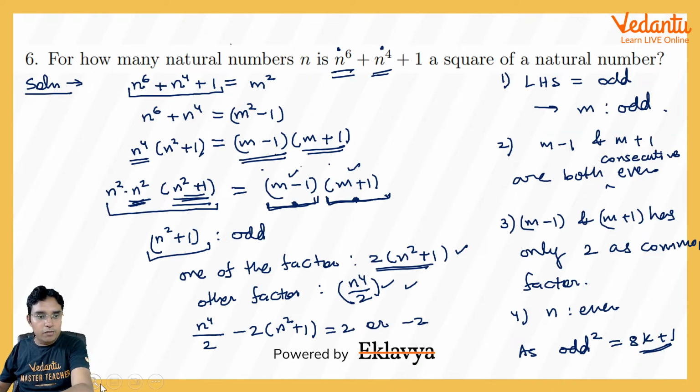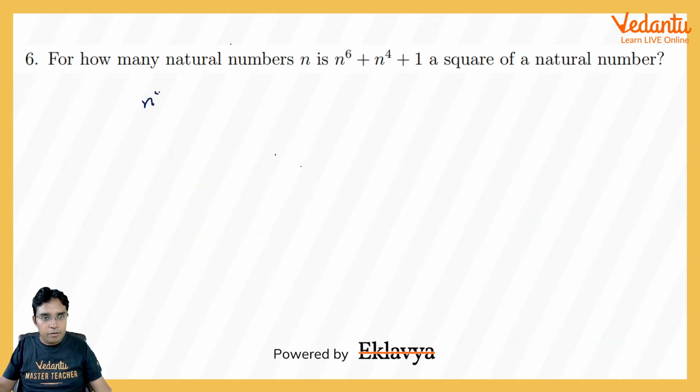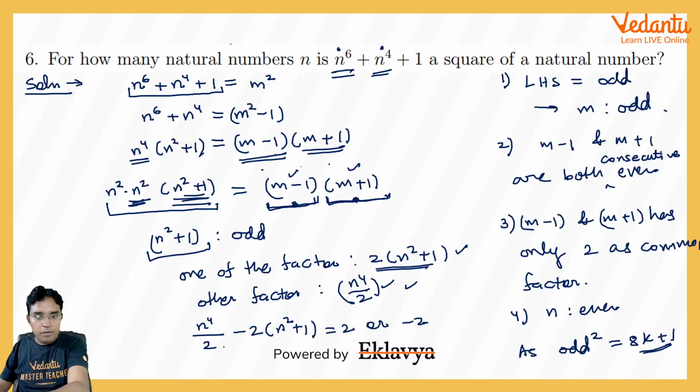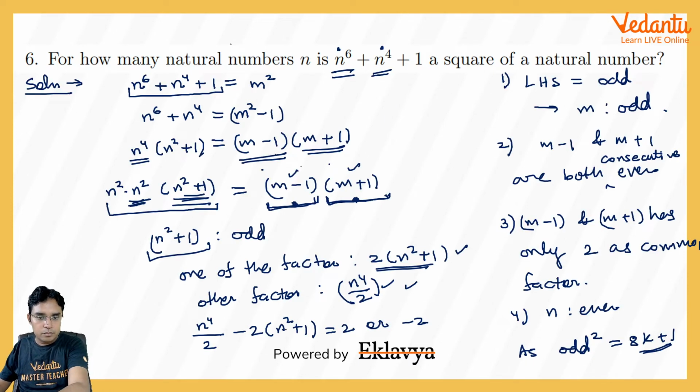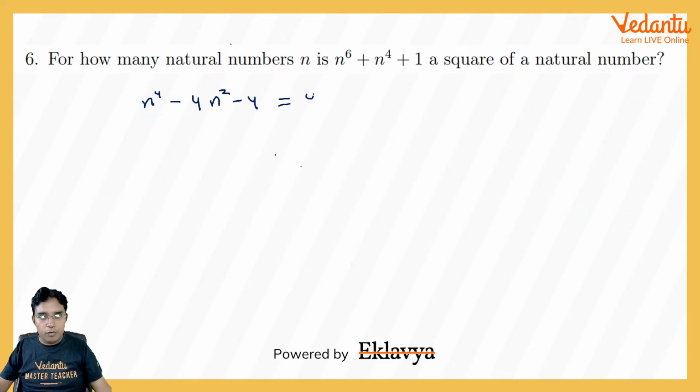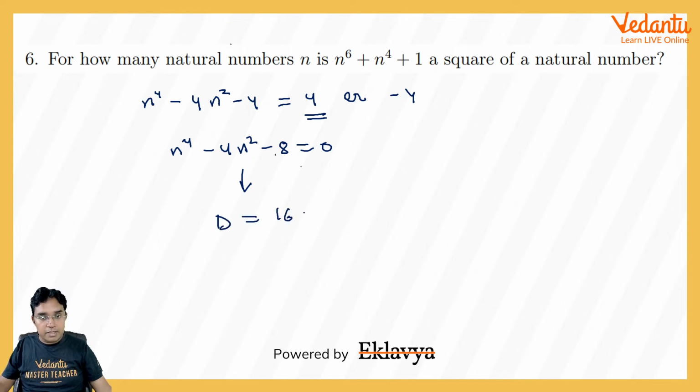So I think this is what we have done so far. Let me write this as n power 4 minus, if I multiply by 2 both sides, 4 n square minus 4, and this will be either 4 or minus 4. Now if I take the first case, n power 4 minus 4 n square minus 8 equal to 0, this does not give any integer roots. You can see the discriminant comes out to be 16 plus 32, not a perfect square.